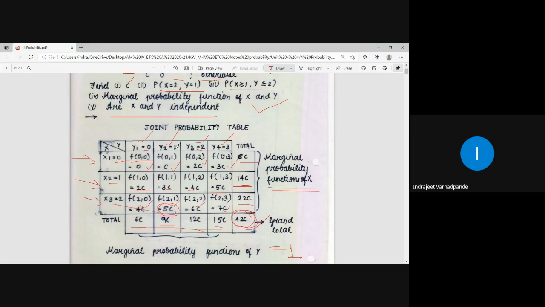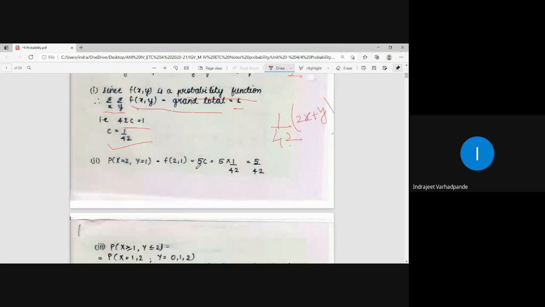For x equal to 2 and y equal to 1, the value is 5c. So we calculate the answer for 5c. It is 5 upon 42, which gives you the answer for the probability of x equal to 2 and y equal to 1.